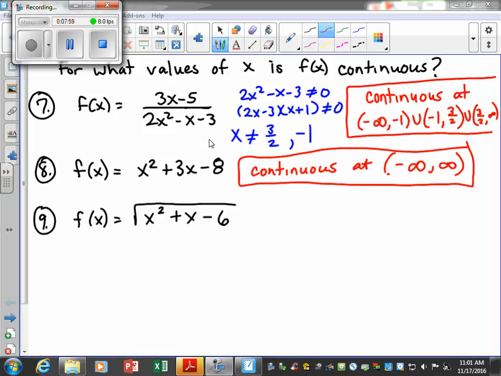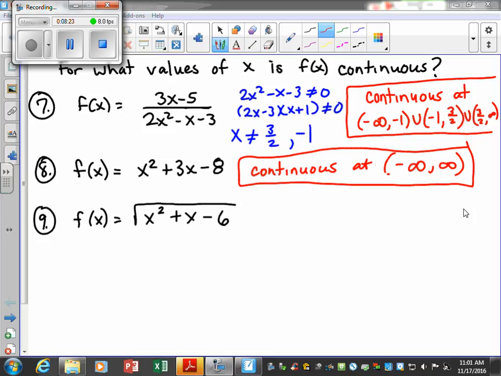Okay, so factor this trinomial, solve for it not equal to 0. So x is discontinuous at 3/2 and -1. So we would state our interval of continuity to be negative infinity to -1, union, -1 to 3 over 2, union 3 over 2 to infinity. And polynomials are continuous on all the real numbers.